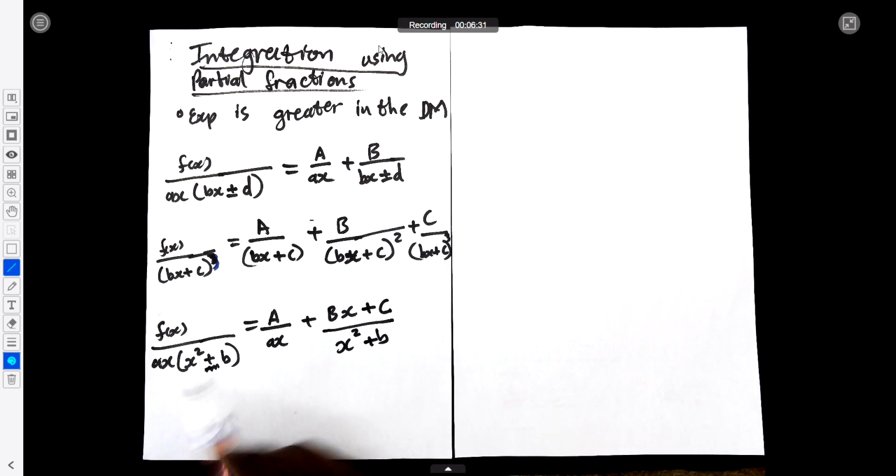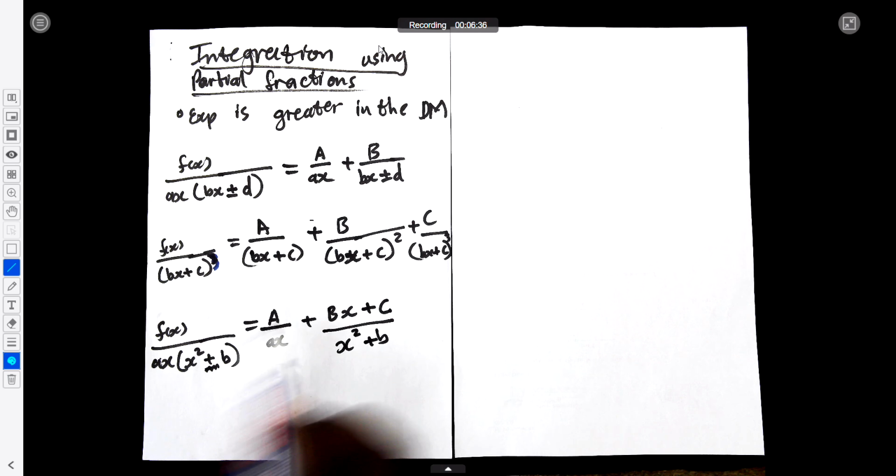If we couldn't factorize this factor, when we dissolve into partial fractions, the first factor is divided by a, then the second factor, x squared plus b, will be divided by a linear factor, for example bx plus c. So that's how we resolve into partial fractions. Now I want to take an example where we have to utilize the partial fraction, where the exponent is greater in the denominator.